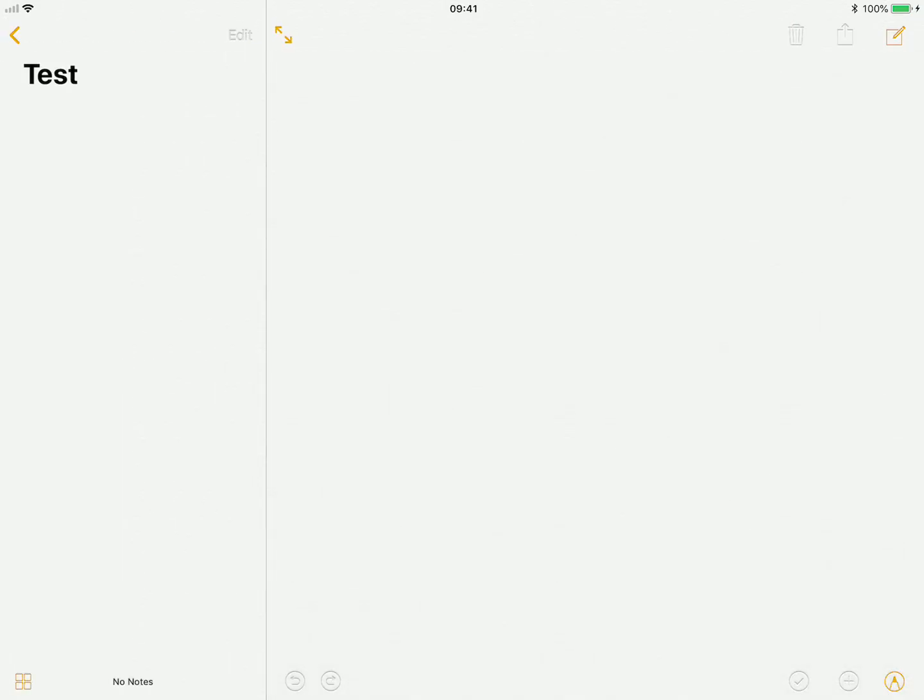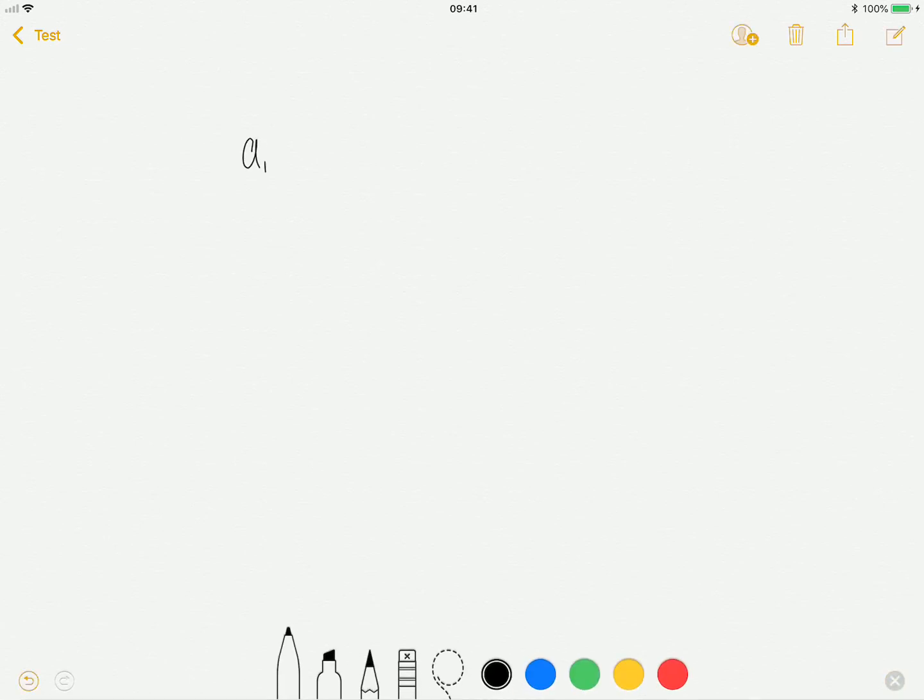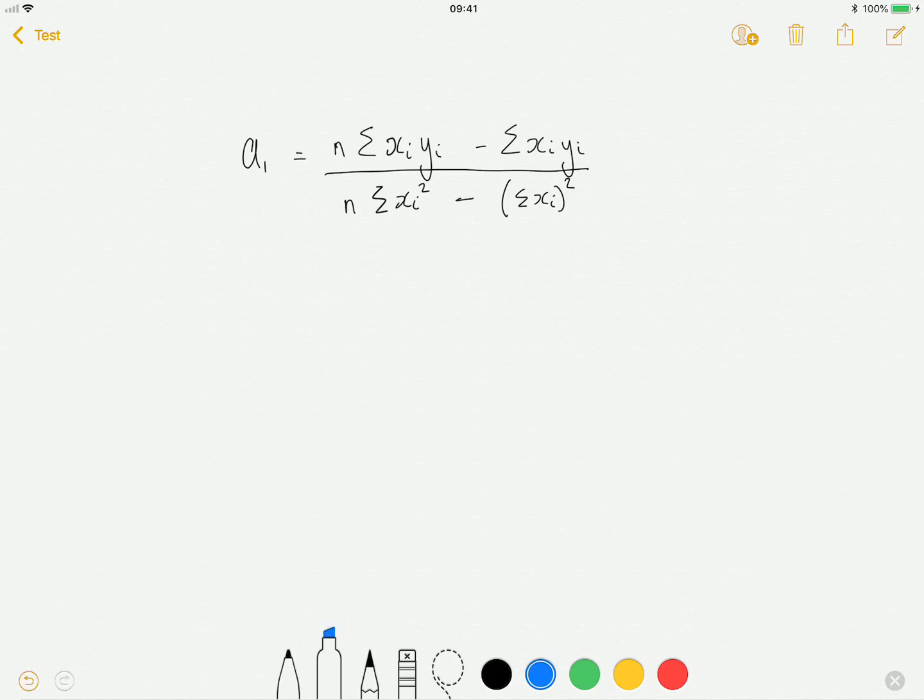So if we do that, we end up with the following: a1 is equal to n multiplied by the sum of xi yi, minus the sum of xi times the sum of yi, divided by n times the sum of xi squared minus the square of the sum of xi. Just note that these are two very different terms. Okay, and we can then solve for a0 because it's equal to the mean of y minus a1 times the mean of x. Okay, let's try some problems.